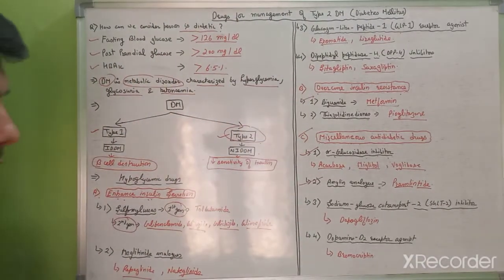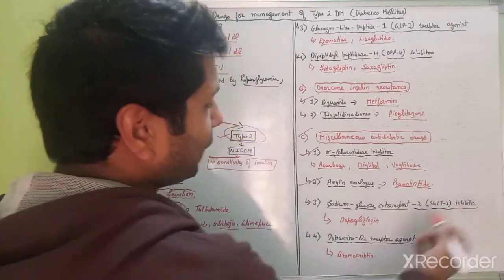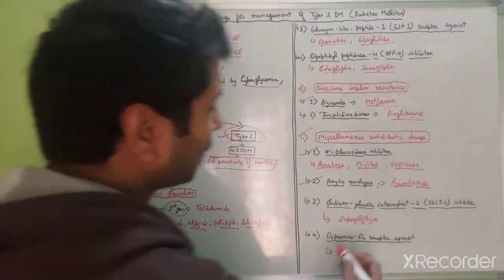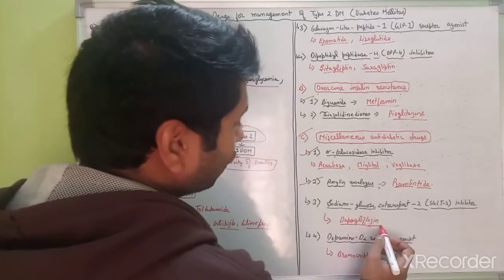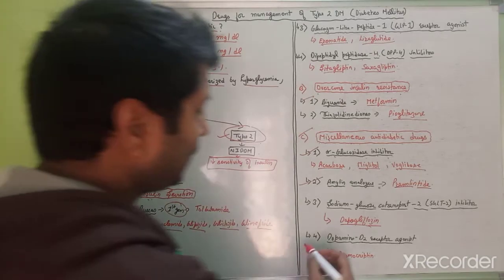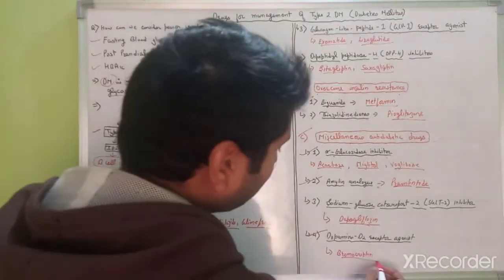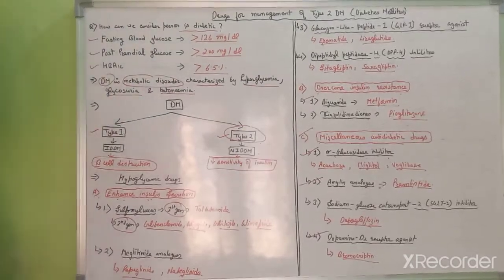The third is sodium glucose co-transporter, that is SGLT2 inhibitors. In this we have drugs like dapagliflozin. The fourth category is dopamine D2 receptor agonists. In this we have drugs like bromocriptine.